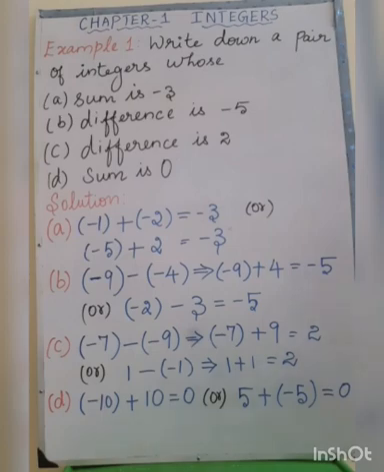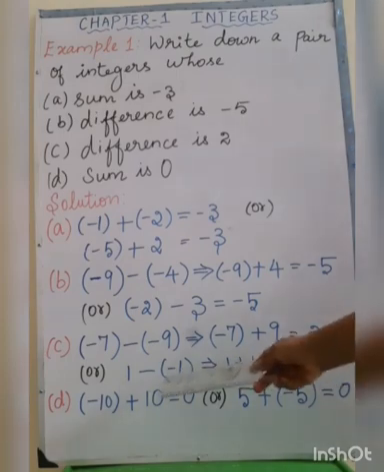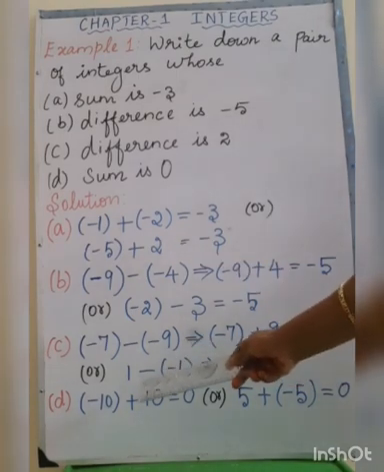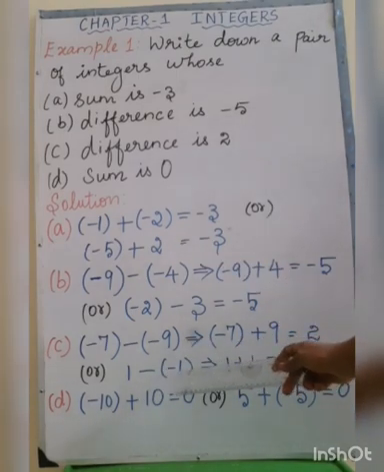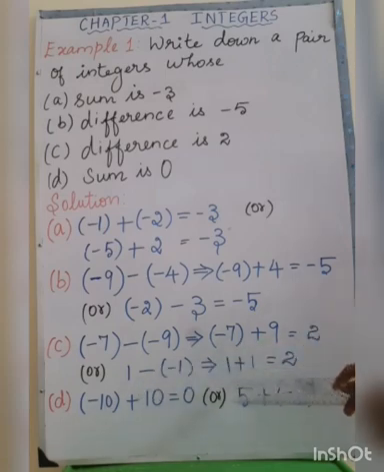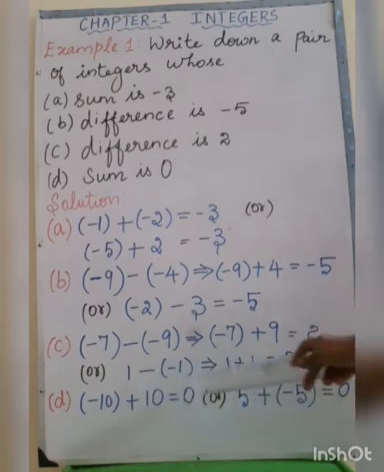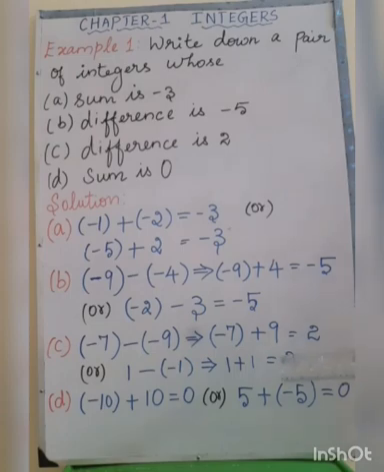Here the answer is what? In this question the difference is 2, so you get the answer 2. First solution solved. The second solution of C: 1 minus of 1. Write the first number 1. Minus into minus is plus, and the second number is also 1. So 1 plus 1 is 2. The second solution of C also gives the answer 2.